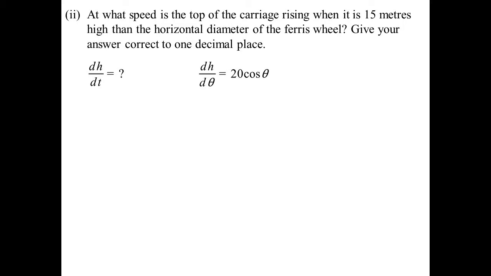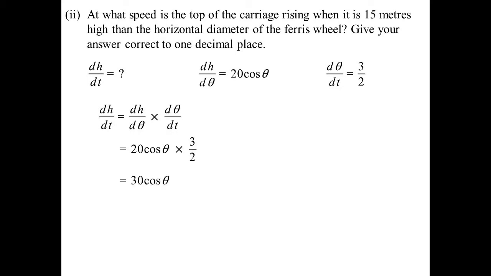So how can we link these two? Well, there is an expression there for dtheta/dt. It was 1.5, what were our units? Radians, of course, because theta's an angle. So 1.5 radians per minute. Well, I've changed that to a fraction. Combining that together, we come up with our new formula that dh/dt is 30 cos theta.